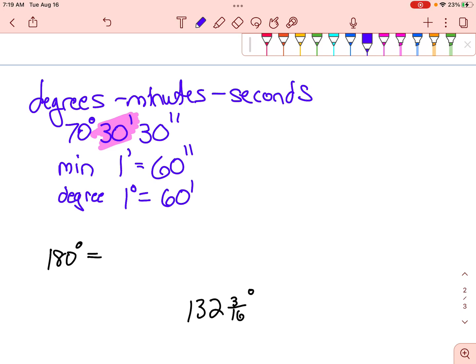You can think of this like hours, minutes, and seconds. That's almost exactly what it is, but it's degrees, minutes, seconds, same exact principle. And then seconds, of course, there are 60 seconds in a minute. Okay, right here. 60 seconds, I should circle this. 60 seconds is 1 minute. 60 minutes is 1 degree, just like we normally would.